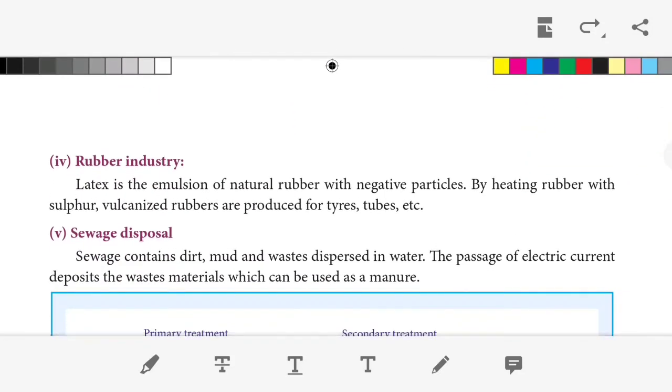Rubber industry. Latex is an emulsion of natural rubber with negatively charged particles. By heating rubber with sulfur, vulcanized rubber is produced for tires, tubes, etc.